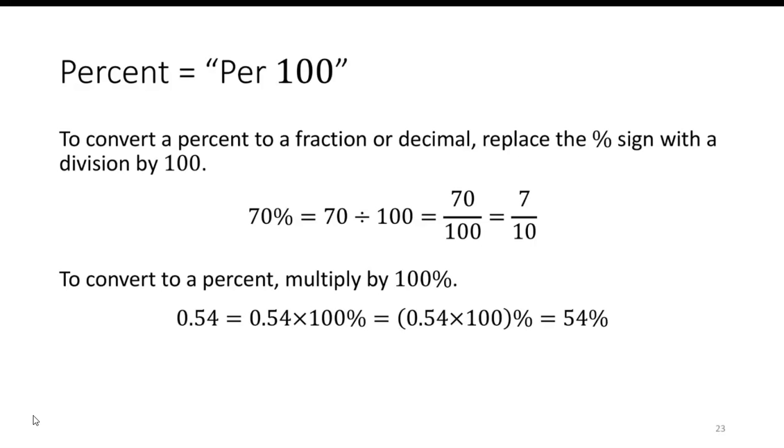To convert a decimal to a percent, you multiply by 100%. So 100% is 100 over 100, which is 1. And recall that multiplying by 1 doesn't change anything. So 0.54 is the same thing as 0.54 times 100%. And then with the associative property, I can do 0.54 times 100. I end up with 54%.